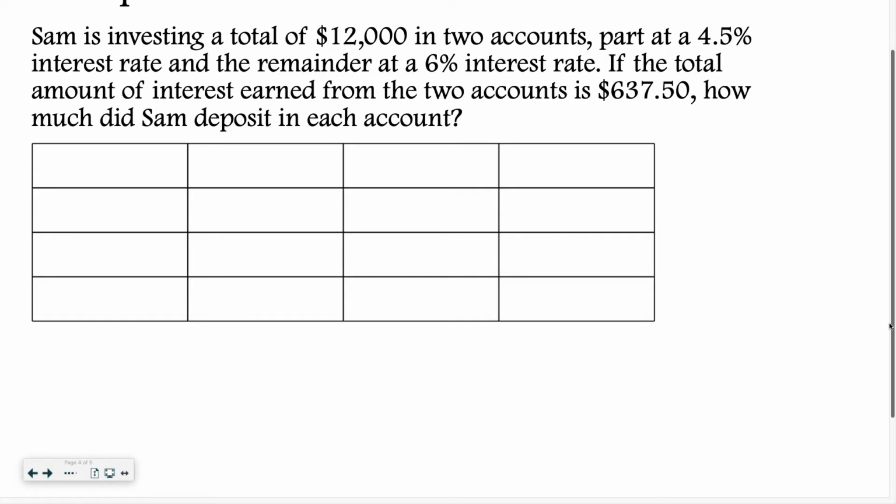So again, you start by listing your items. So in this case, we have a 4.5% account. We have a 6% account.